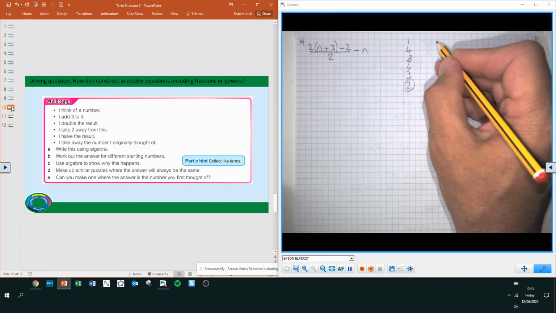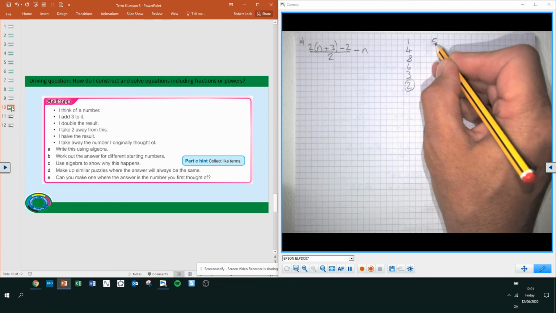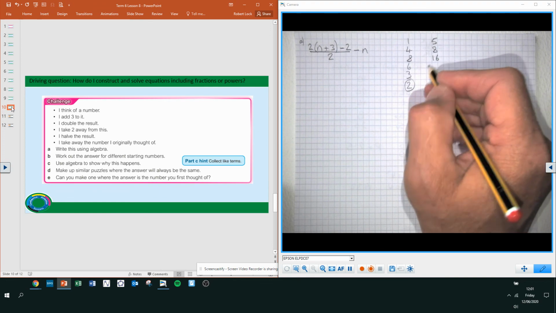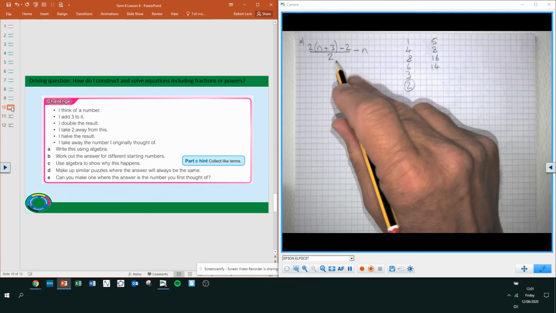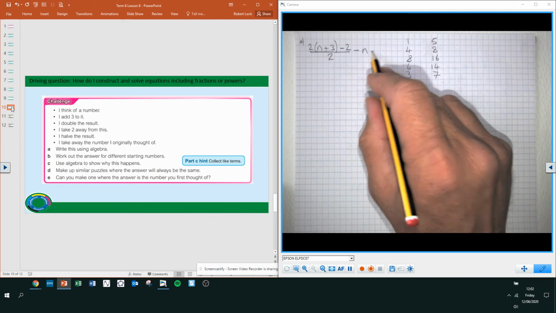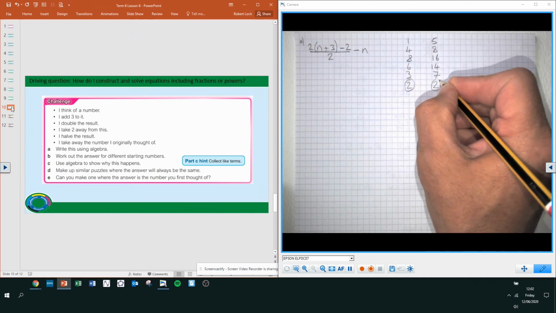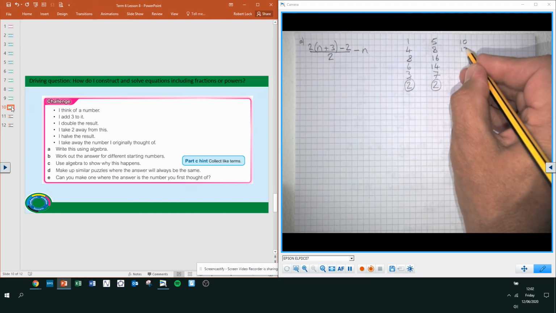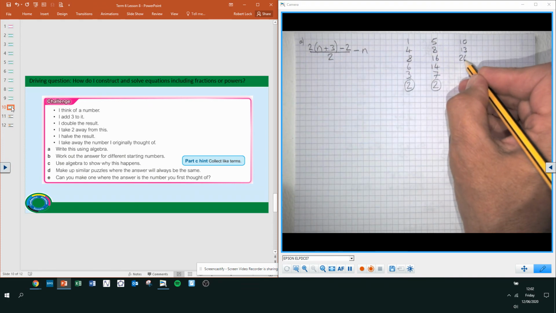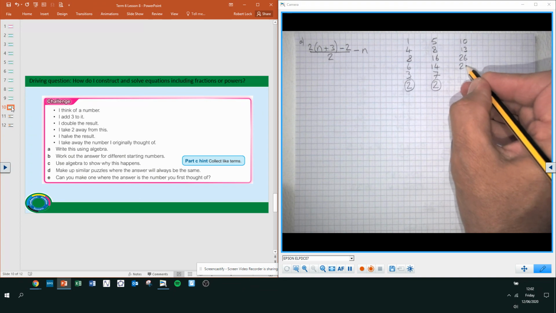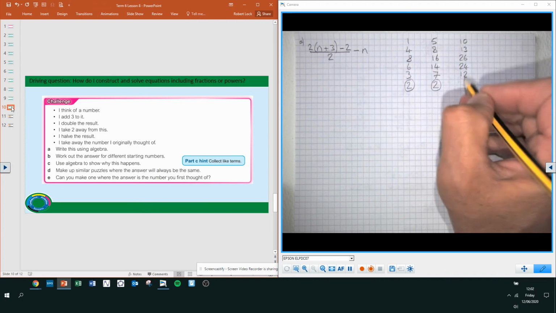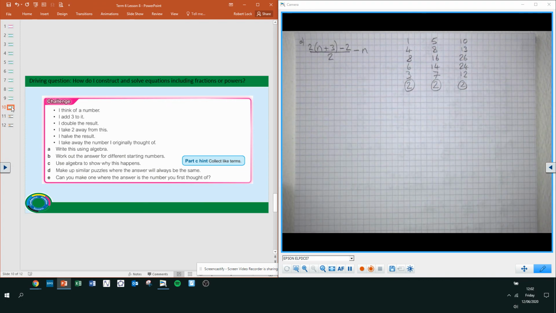Try another one. Say 5. Start with 5. Add 3. 8. Times by 2. 16. Take away 2. 14. Divide by 2. 7. Subtract my starting number, 5, which is 2. Try 10. 10 add 3 is 13. 13 times 2 is 26. 26 take away 2 is 24. 24 divided by 2 is 12. Take away 10, the answer is 2. Do you get the same answers each time?